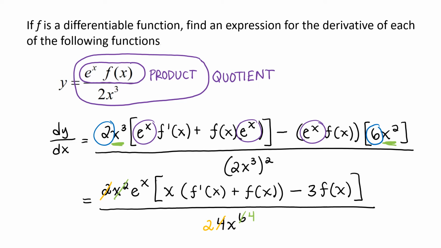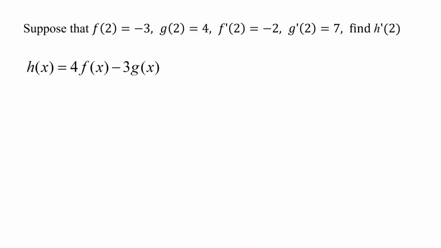Which leaves us with e to the x times that guy over 2x to the 4th. And that would be the derivative of this function.